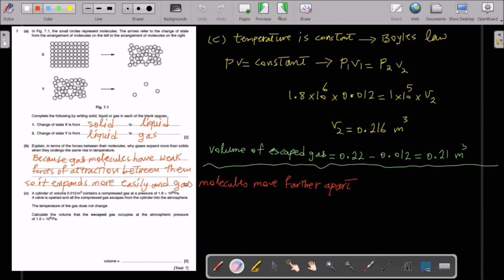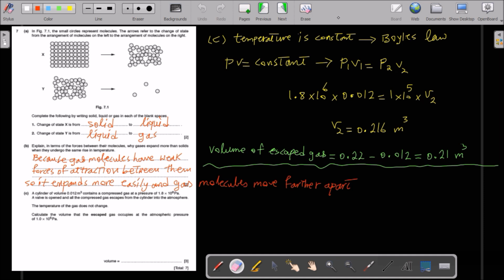Question 7. In figure 7.1, the small circles represent molecules. The arrows refer to the change of state from the arrangement of molecules on the left to the arrangement of the molecules to the right. Complete the following by writing solid, liquid, or gas in each of the blank spaces.